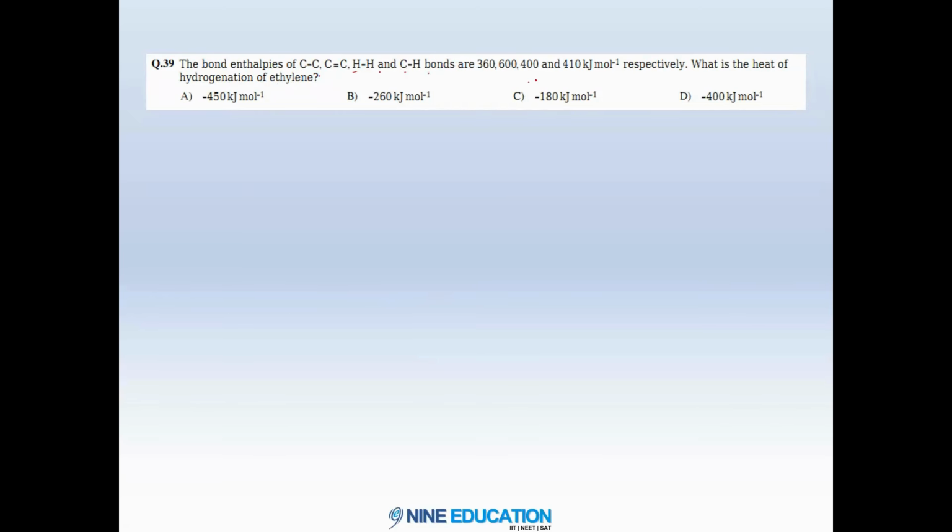Bond dissociation enthalpies of so and so are given. What is the heat of hydrogenation of ethylene? When you talk about heat of hydrogenation with the help of bond dissociation, you're supposed to write the equation first clearly, and then once you maintain the equation, the rest will follow. So ethylene is nothing but C2H4, so C double bond C, and hydrogens are present, and you are going to do hydrogenation. So it will convert into C2H6, ethane is produced. They are asking for this process, what is the enthalpy of the reaction? Because this reaction is nothing but the heat of hydrogenation.